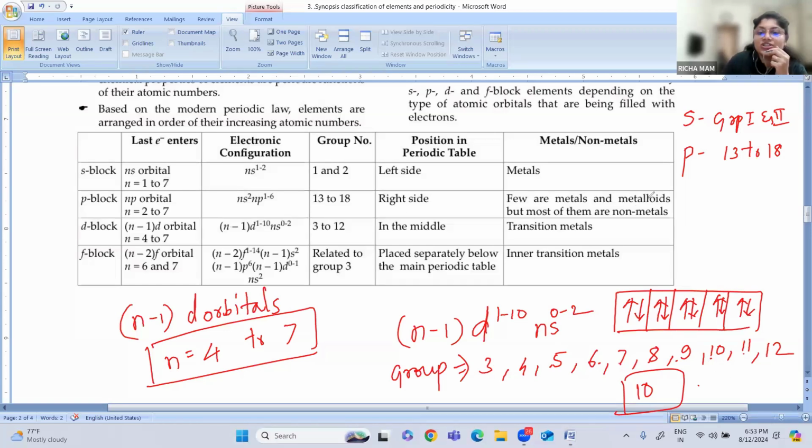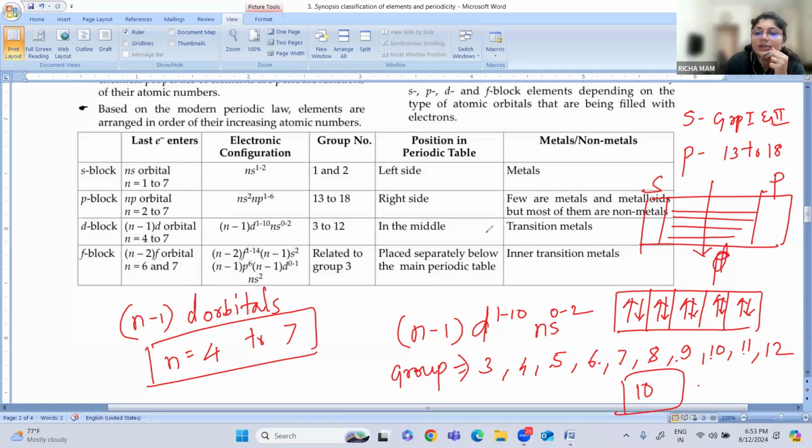Where is its position? Here is your s block, here is your p block, and in between is your d block element. Here you can see it with the pink line. In between what is present is your d block elements, and what does it consist of? It consists of transition metals.